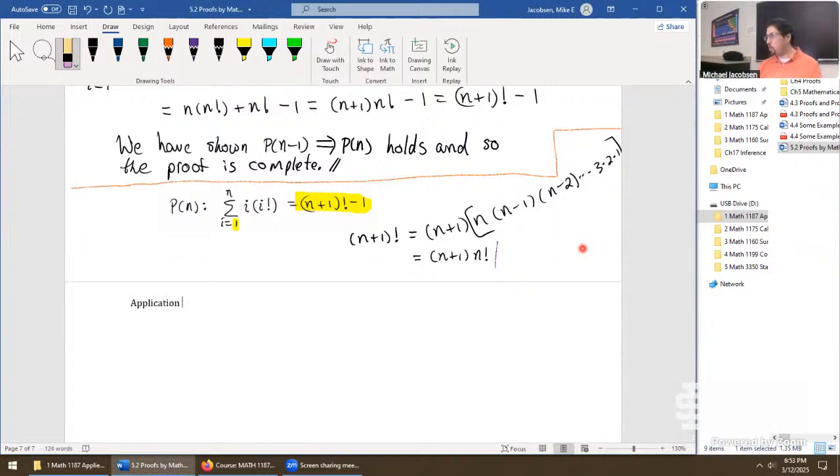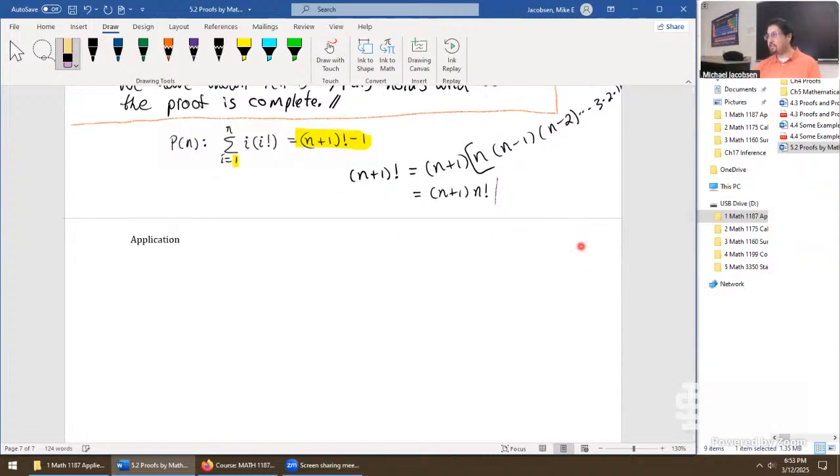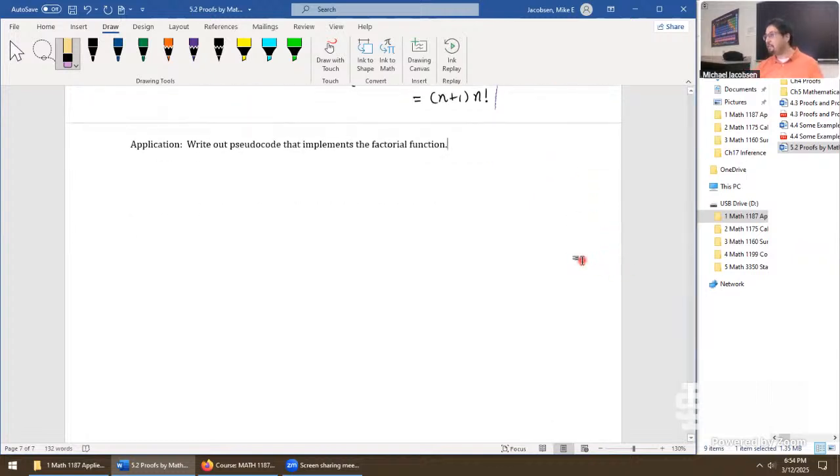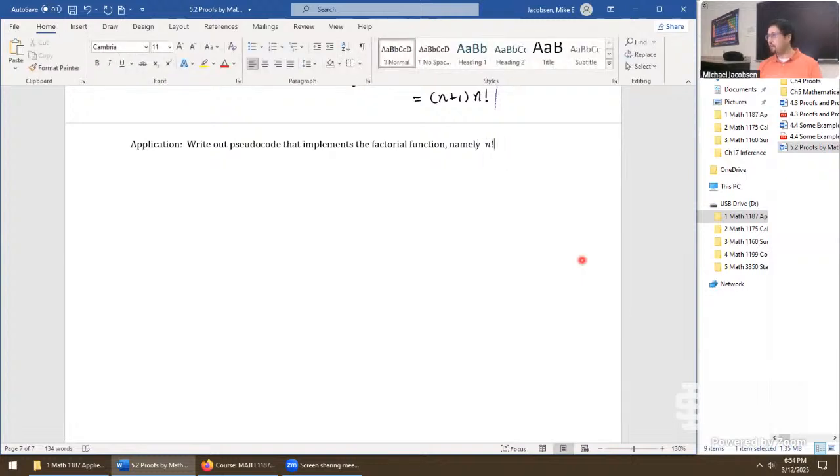It's a home-brewed problem, so it's something we're going to just write in right here at the end of the notes. And let's say for the application, write out pseudocode that implements the factorial function. Because we've been talking about factorial, this seems like a good natural next problem. Let's add a little bit more, namely, just to be specific on what we're doing. We're trying to implement n factorial.